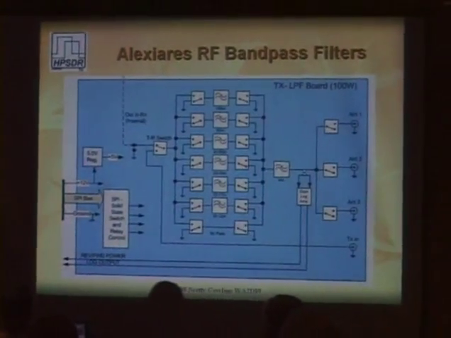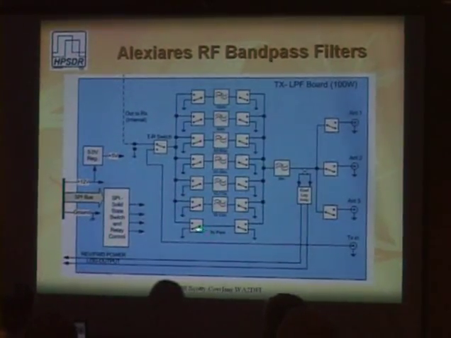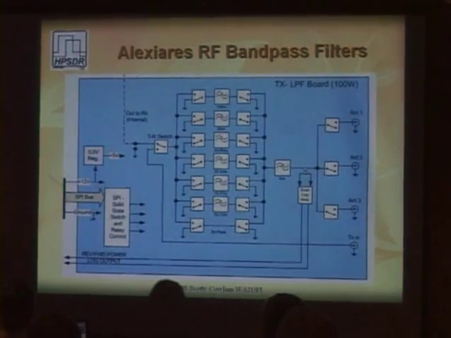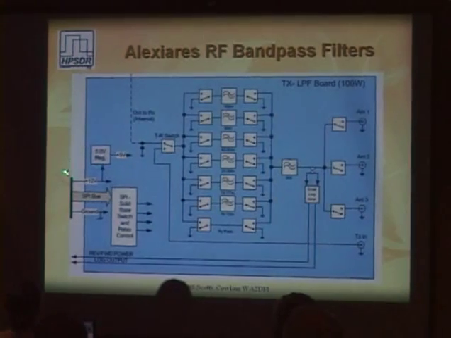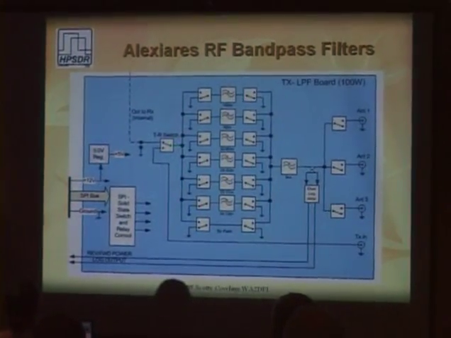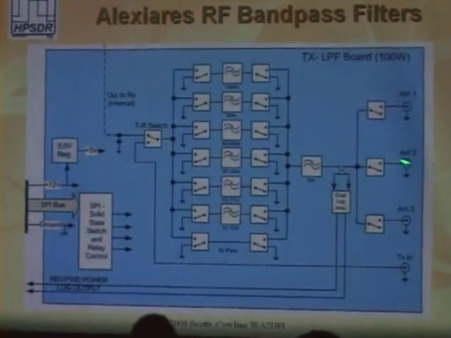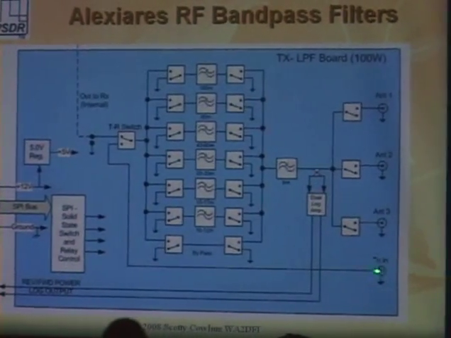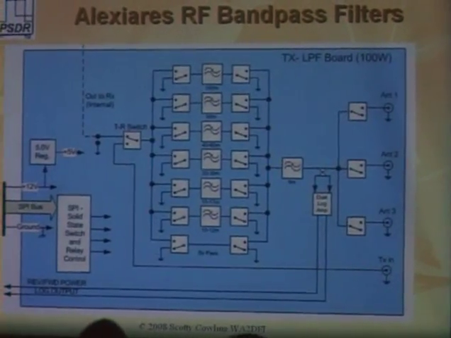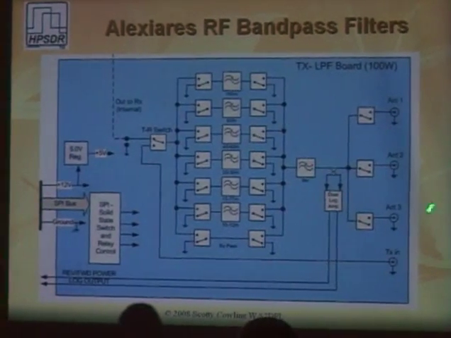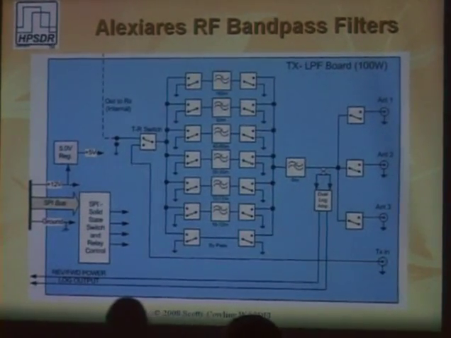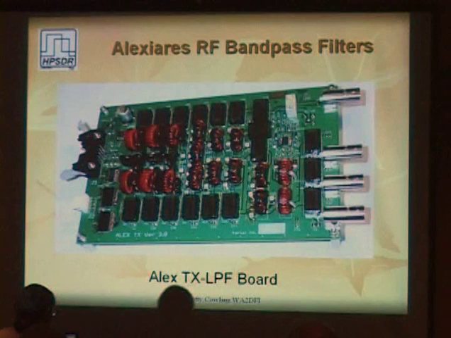Okay, so here's the picture. Here's your seven switchable filters, your bypass. Got the 6 meter filter right here. TR switching is here. And your three antenna connections here. And this comes from the receiver board. Or should I say goes to the receiver board, because it's really meant to run these antennas over to where your receiver's going to connect. And that's a picture of the Alpha.